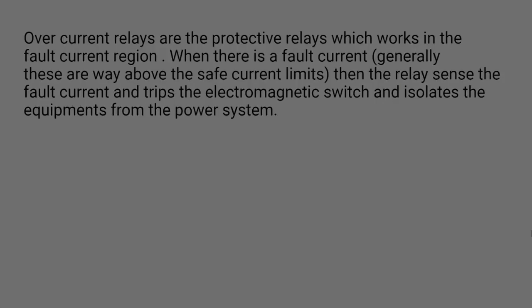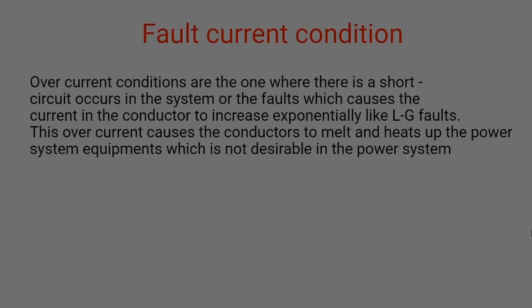Overcurrent relays. Overcurrent relays are the protective relays which work in the fault current region. Generally, when the current is way above the safe current limits, the relay senses the fault and trips the circuit breaker. Overcurrent conditions are the conditions where a short circuit occurs in the system, which increases the current. Faults like LG faults are one of the fault conditions.